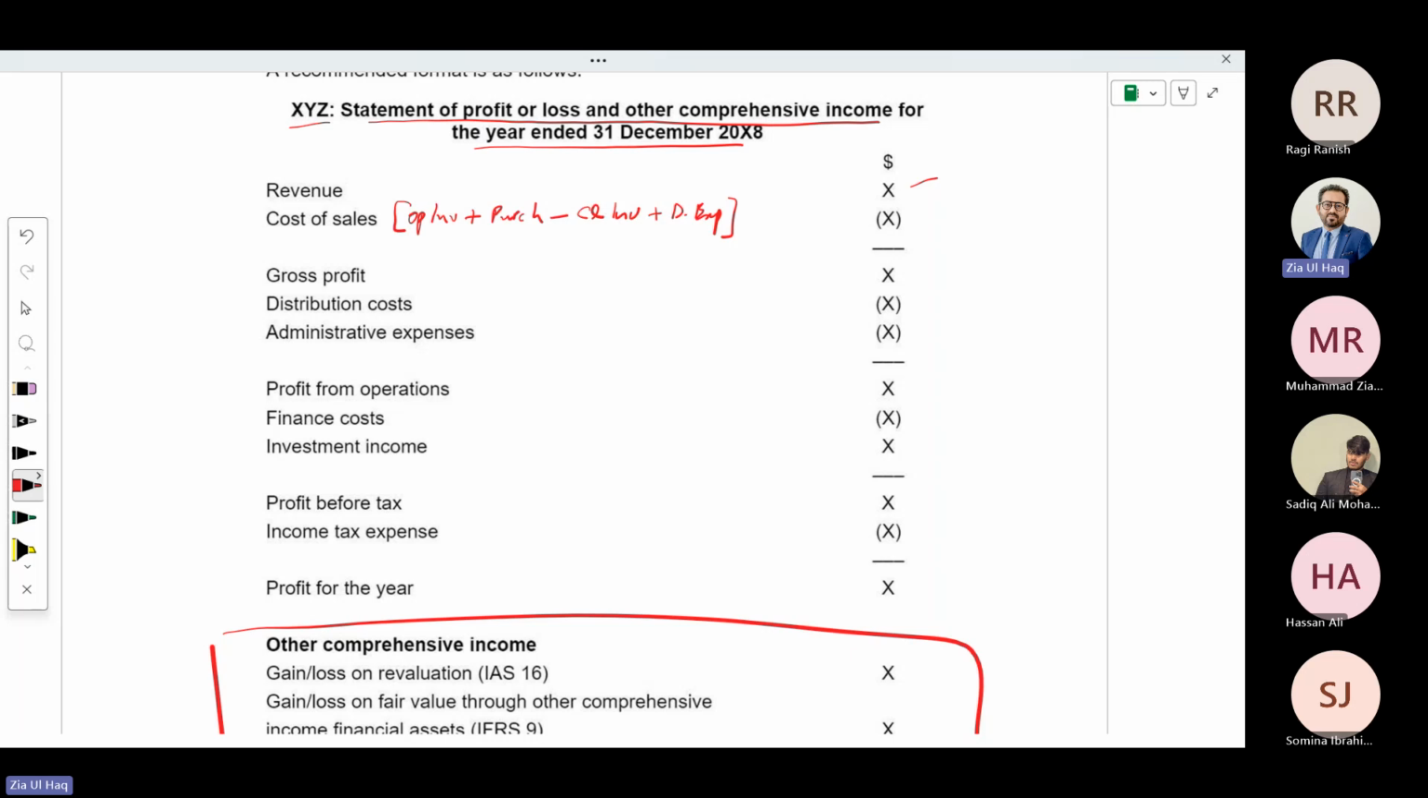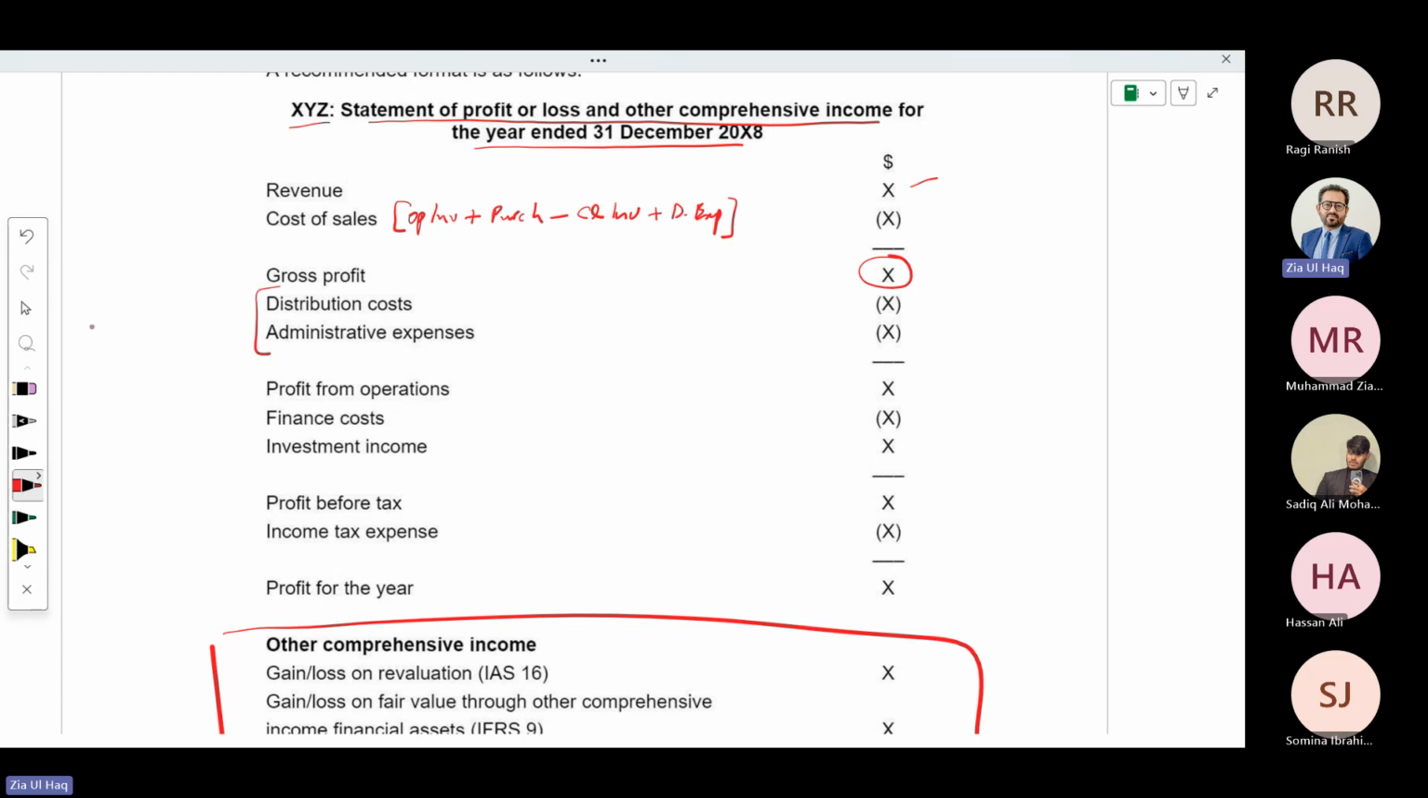Opening inventory plus purchases minus closing inventory plus direct expenses. Direct expenses mean expenses directly related to production. And sales minus cost of sales, we will arrive at gross profit. From gross profit, we need to deduct operating expenses.